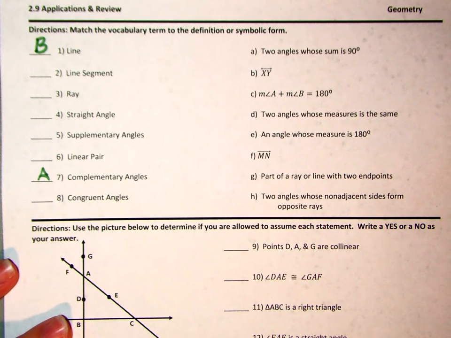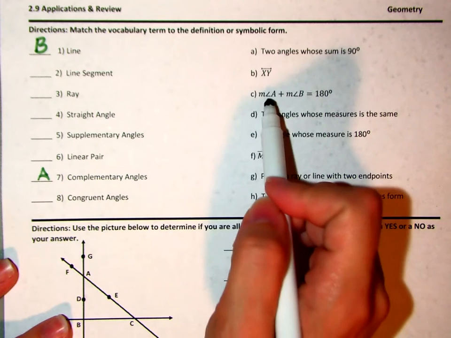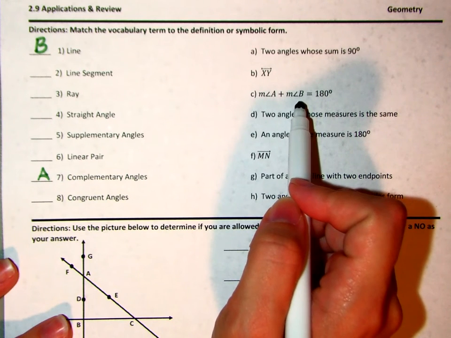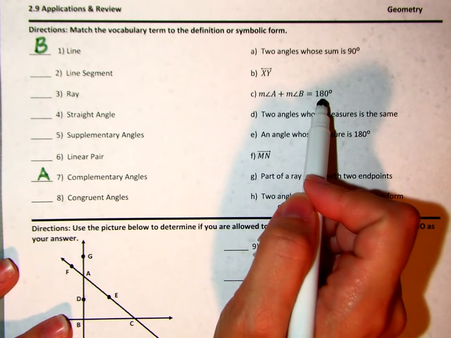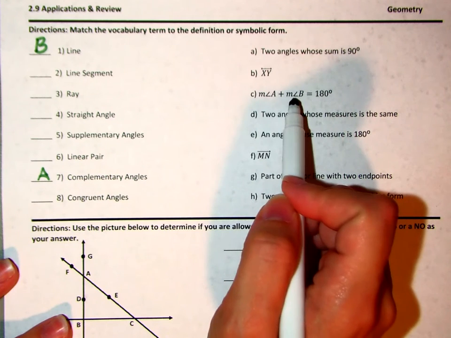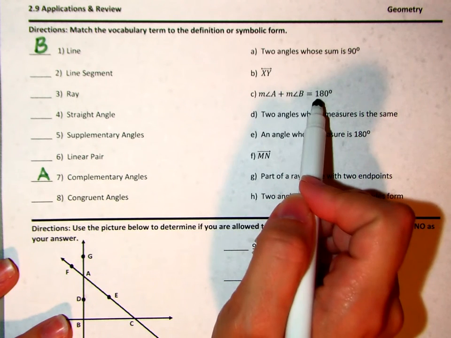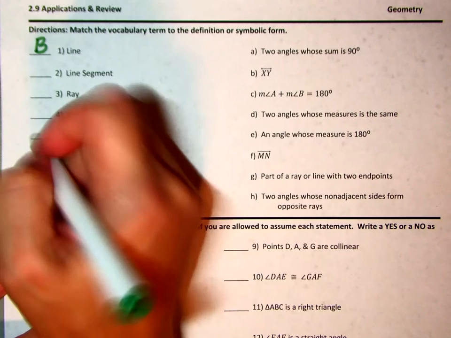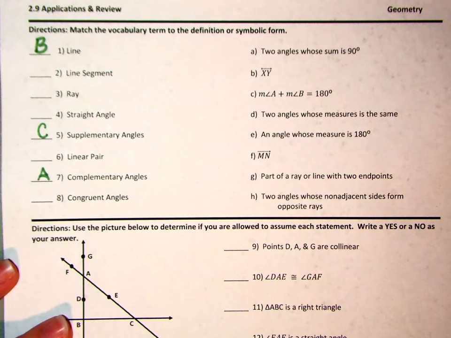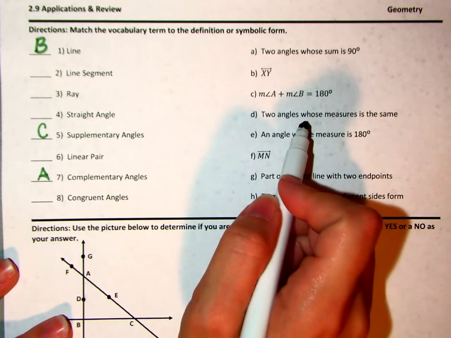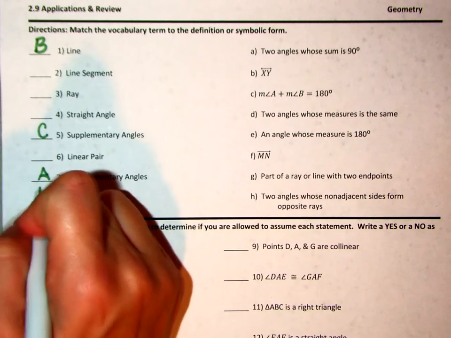On number 3, it appears that we have two angles that are going to add up with their measures and equal 180. When two angles' measures have a sum of 180, those are called supplementary angles. So that will be C. On D, it says two angles whose measure is the same. That means those two angles have the same measure, so it means that they are congruent.